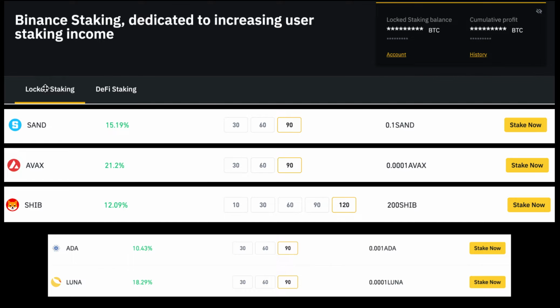So for example, here with these coins, let's go with AVAX. You can literally lock your AVAX for 90 days or 60 or 30, right? You can choose the locked period. And you will receive a 21% interest rate. So this is calculated on 1 year, right? So you would have to do either this 12 times or this 4 times. And so you will receive an annualized interest rate of 21%, which is quite interesting.